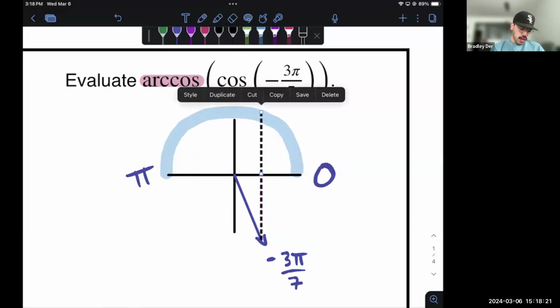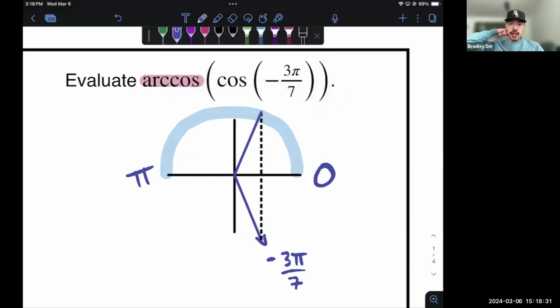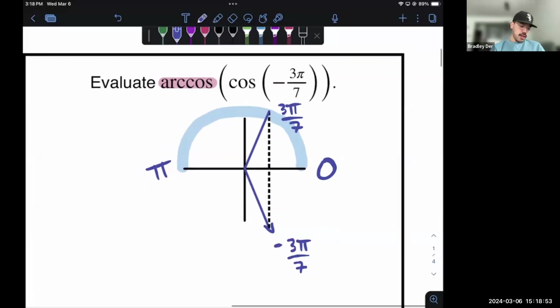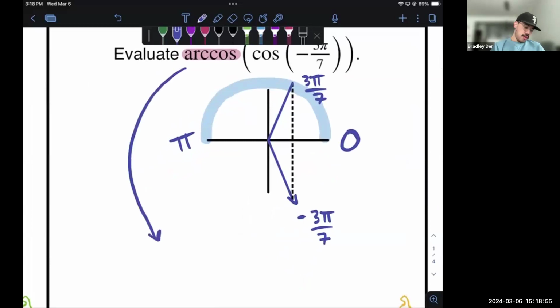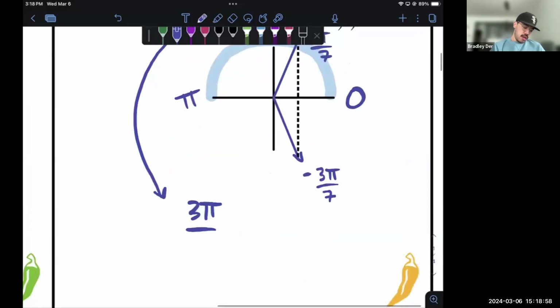So if I just keep that x value and reflect over the x-axis into the correct interval, the correct range that I'm looking for for arc cosine, I think it's fair to say that 3 pi over 7 would have the same x coordinate, the same cosine value as negative 3 pi over 7. So at the end of that, this whole output just ends up being 3 pi over 7.